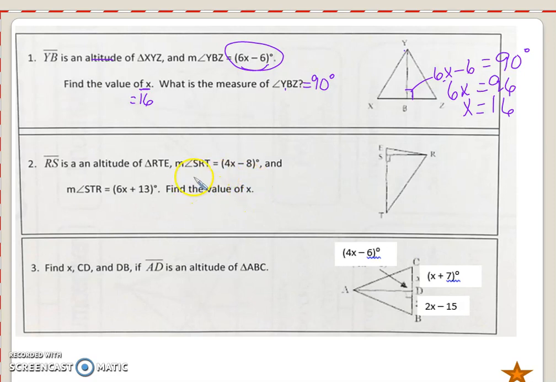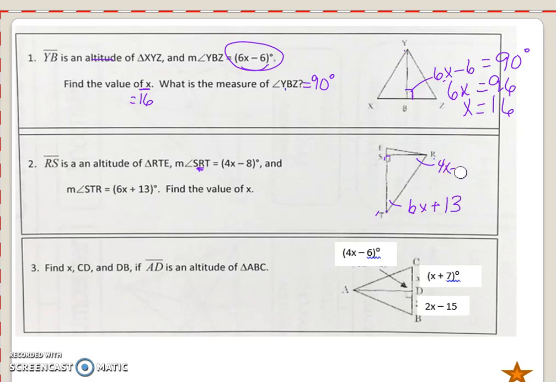The second one gives you RS as an altitude, and then it gives you two other angles. So let's follow the letters to see what angle. SRT, so right here is 4x minus 8, and STR, which is right here, is 6x plus 13.